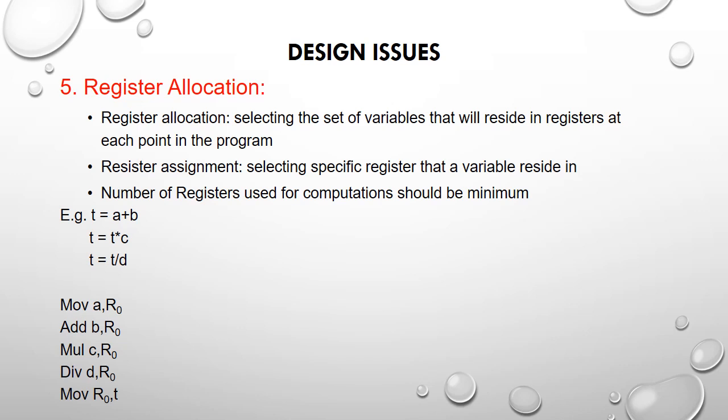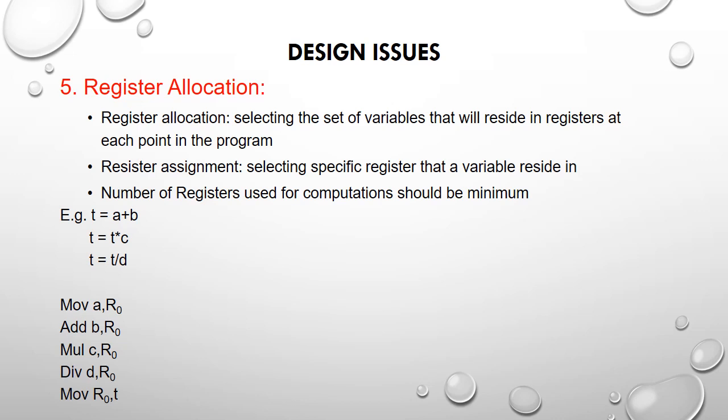So for example, we have the instruction set t equals a plus b, t equals t multiplied with c, t equals t divided by d. So let's see how many registers we actually require for representing this set of instructions. Here we have transferred the value of a to the R0 register. For performing a plus b, we add the value b to the R0 register.